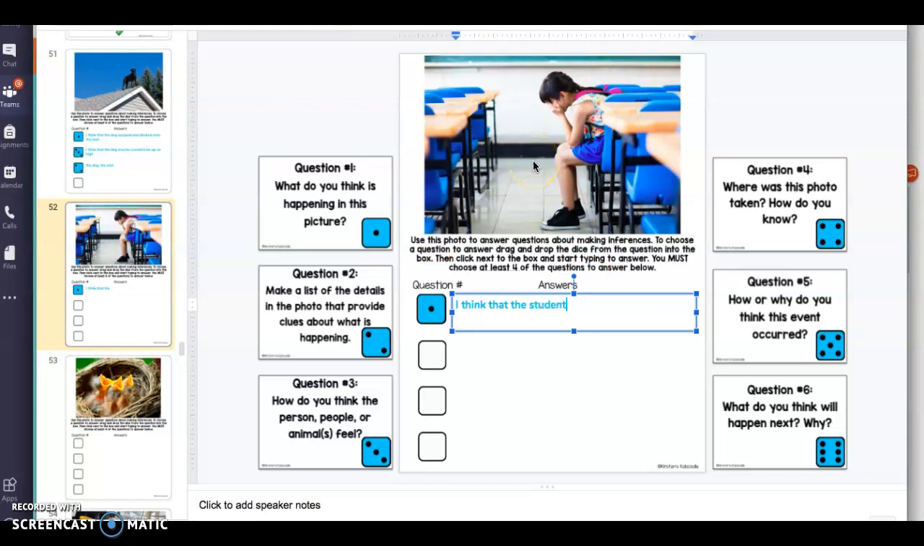I think that the student is upset about, I could even make it more specific, a test score. Or maybe someone was teasing her, but I don't see anybody else in the picture. So anything in the picture that gives you clues is going to help you make an inference.